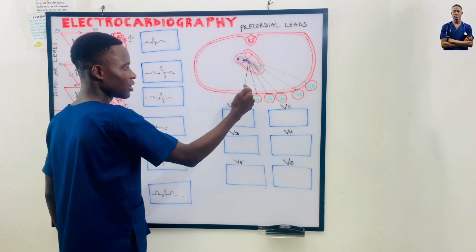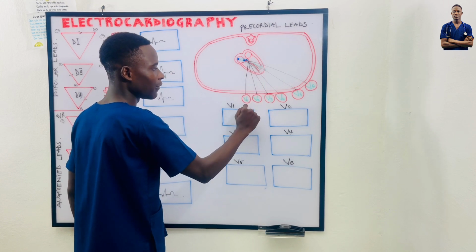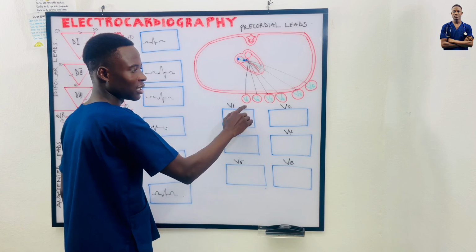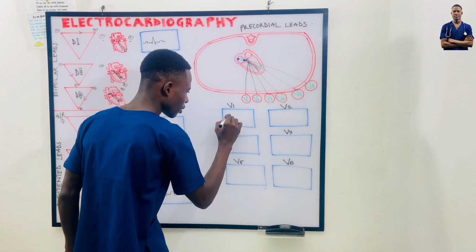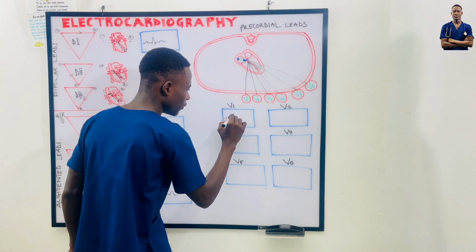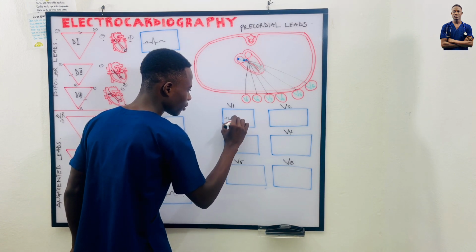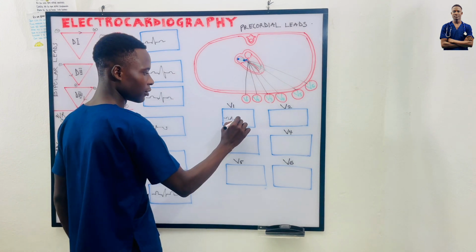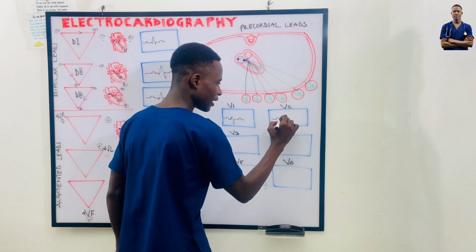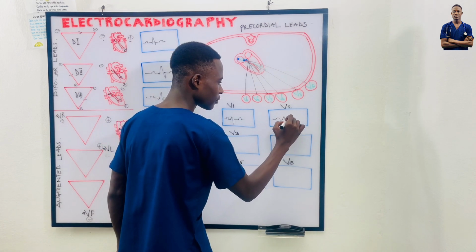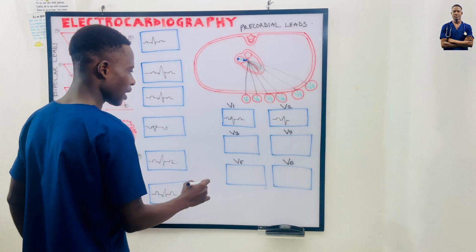So if we take this one, it is a little bit far from the V1. So the V1 reading will be a little bit low. If we take the V1 reading, it is something like this. It's something small, like this. Do you understand? Now, we come to the V2 reading. The V2 reading too is something like this.